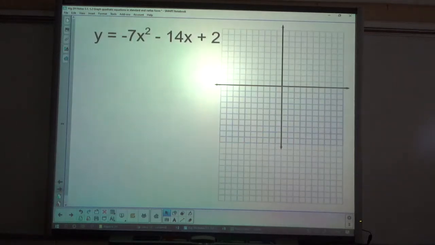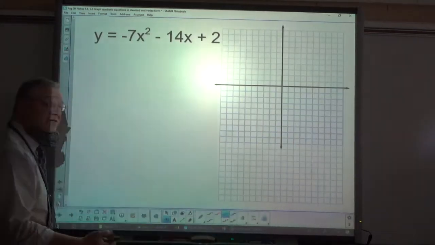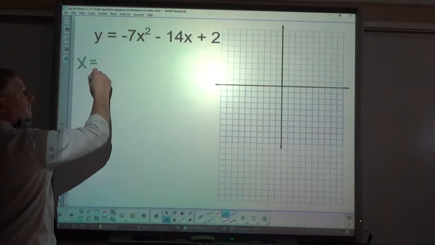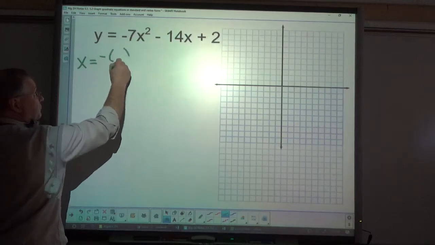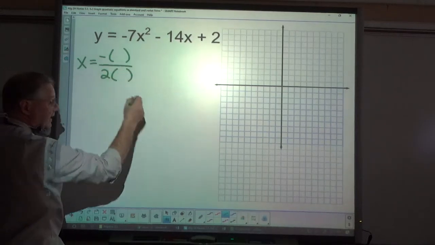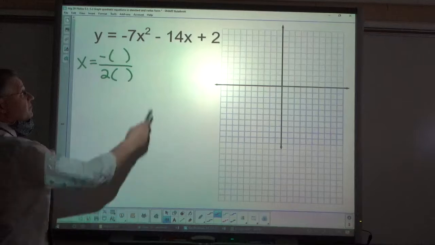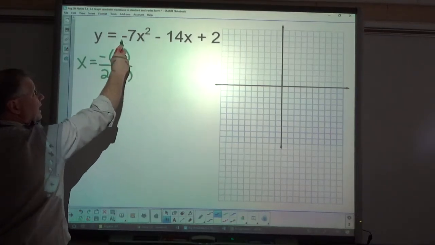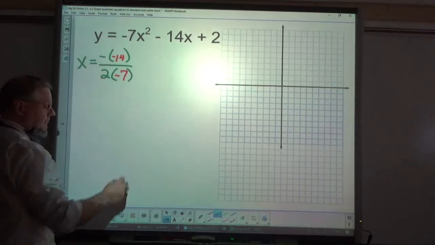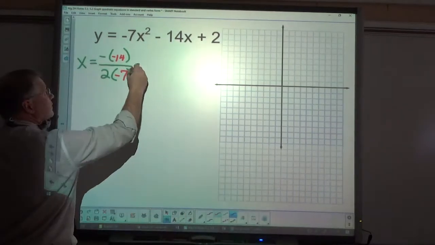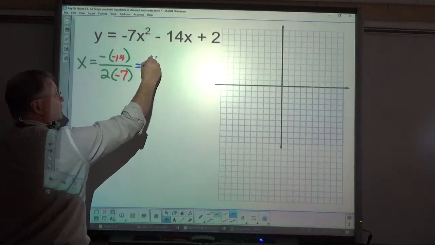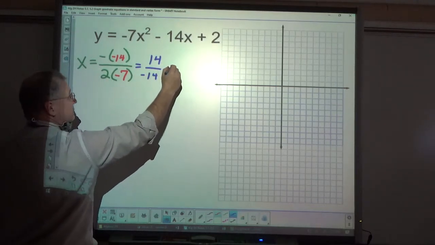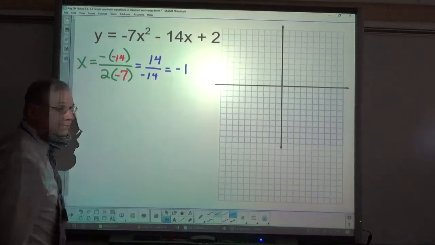So here's our problem. And the first thing we're going to do is find the x value of the vertex by taking negative of b over 2 times a. And in this case, b is negative 14 and a is negative 7. So negative of negative 14 is 14. 2 times negative 7 is negative 14. The result is negative 1.